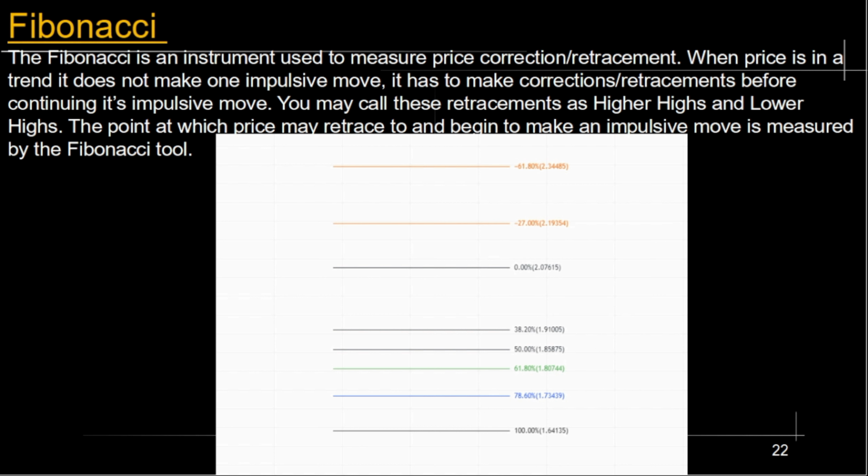With the Fibonacci tool here, we have these levels here. Let's begin with these levels up here. So we have the negative 61.8, we have the negative 27, we have the 0, we have the 38.2, we have the 50, we have the 61.8, we have the 78.6, and we have the 100. Usually when price is retracing, let's take for example, we are in an uptrend. So if we are in an uptrend, we would like to draw our Fibonacci from the previous higher low to the recent higher high.